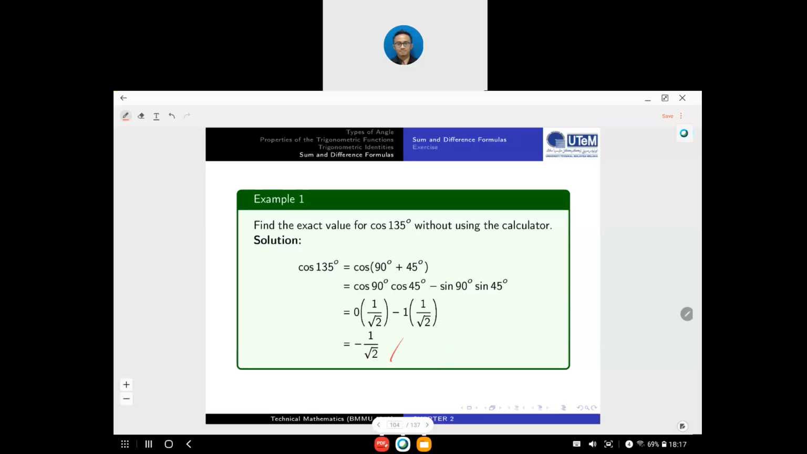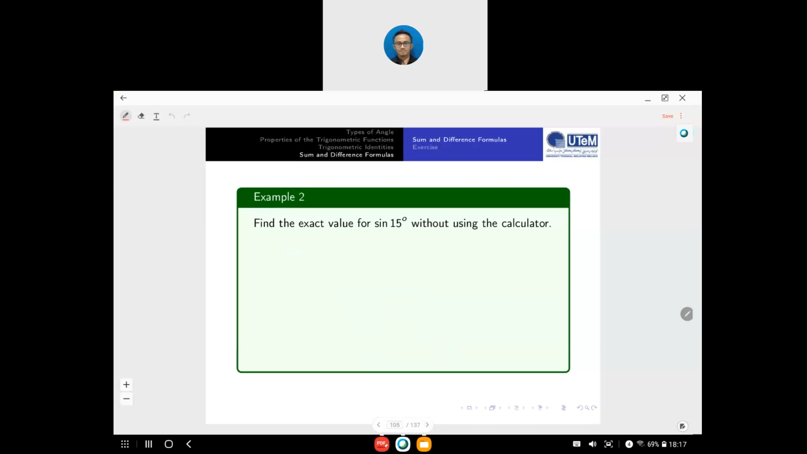Continue. Next. Example 2. Find the exact value of sin 15. Sin 15, we know the only way you can get 15 degrees is 45 degrees minus 30 degrees. That's it, so just use it.